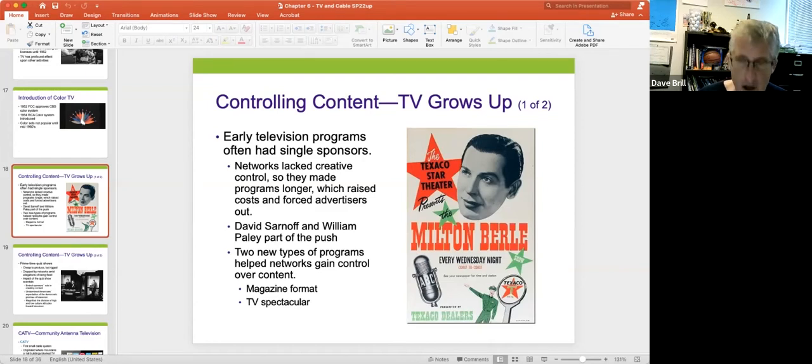And so Sarnoff and Paley developed two new types of programs to counteract this. One was called the magazine format. The other one was called a TV spectacular, which greatly helped networks gain control over content.